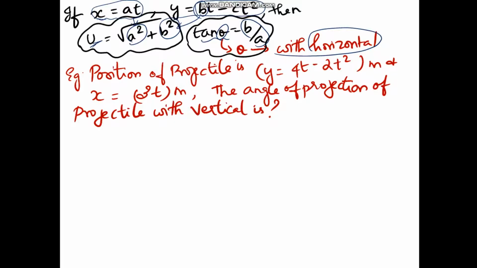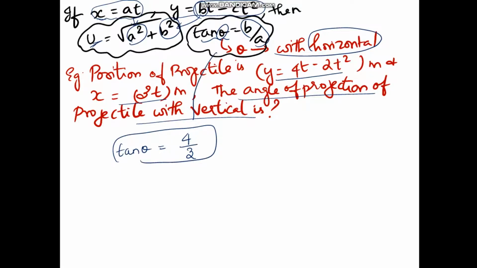Based on this, I have given one numerical. y is equal to 4t minus 2t square, x is equal to 3t. Find the angle of the projectile with the vertical. Tan theta is equal to 4 by 3 is the relation. Based on this formula we can write where theta comes out to be this.